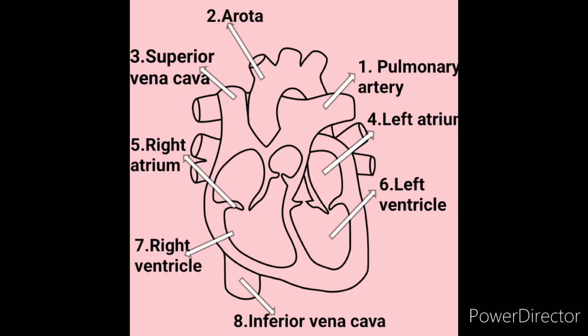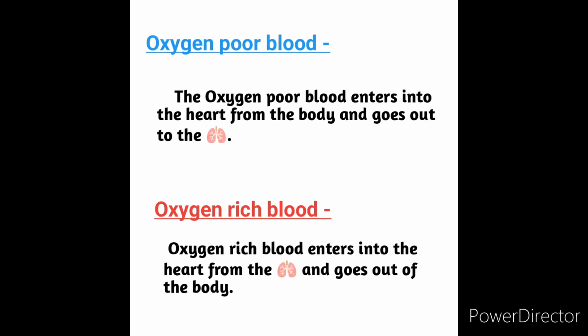Okay friends, you can see the diagram of the heart and its parts. Through these parts the heart receives and supplies blood. Here we will discuss oxygenated and deoxygenated blood, that means oxygen-poor blood and oxygen-rich blood. Oxygen-poor blood enters into the heart from the body and goes out to the lungs. For purification, oxygen-poor blood enters the heart through the superior vena cava and the right atrium.